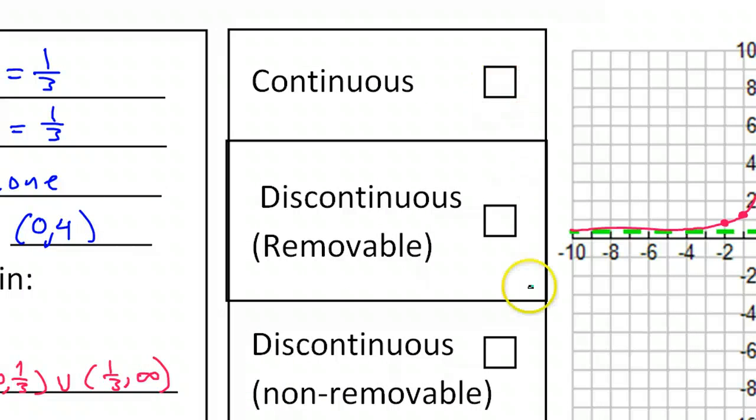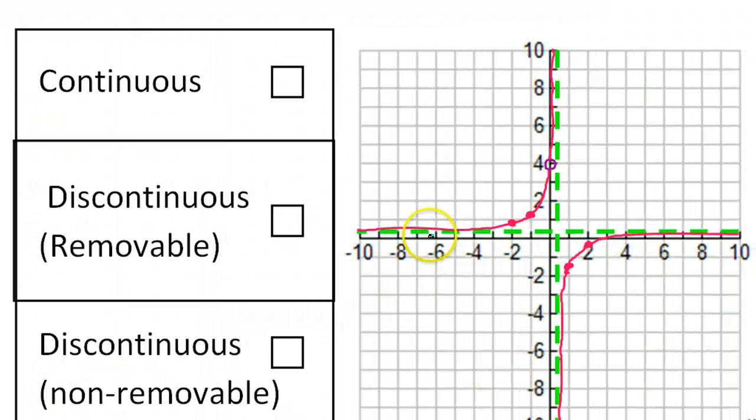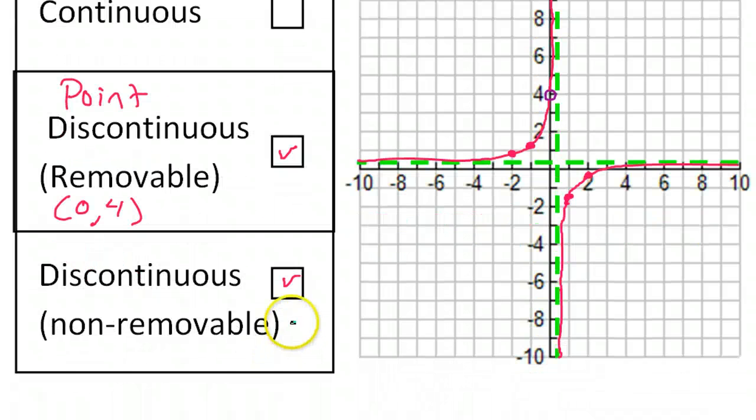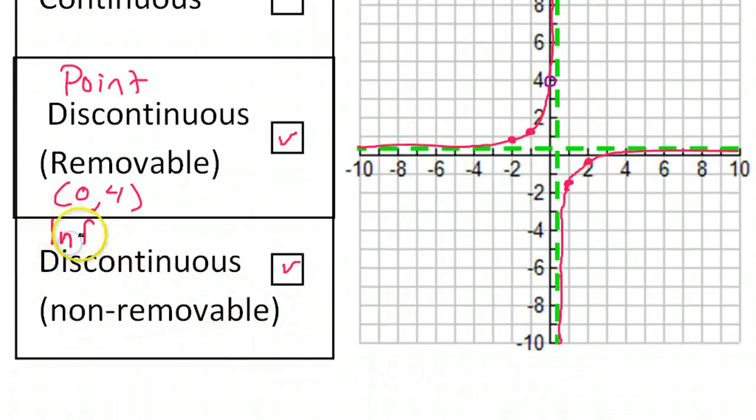Obviously this is not continuous, alright? Continuous means unbroken, and this has 3 different pieces to it. And so we have a removable discontinuity, okay, which is a point discontinuity, and the point is 0, 4. We also have a non-removable discontinuity. Alright, that's called infinite.